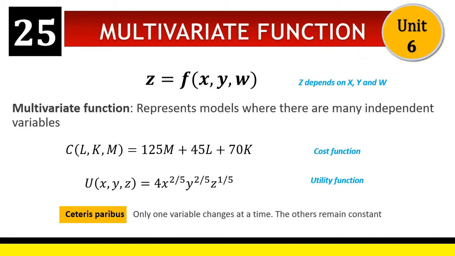Normally in economics, we want to see the effect of one of the variables over the dependent variable. In that sense, we use the ceteris paribus property. This means that we will evaluate only one variable at a time, and the others will be considered constant.